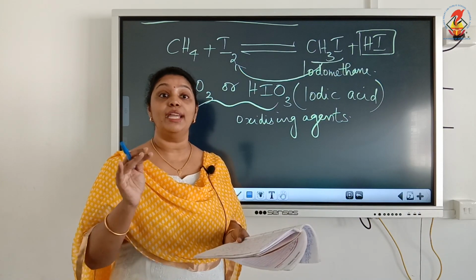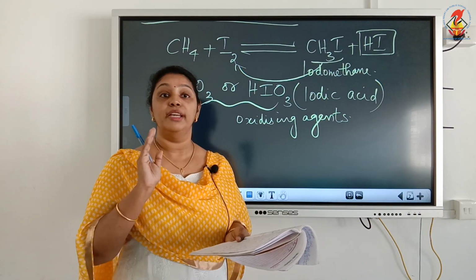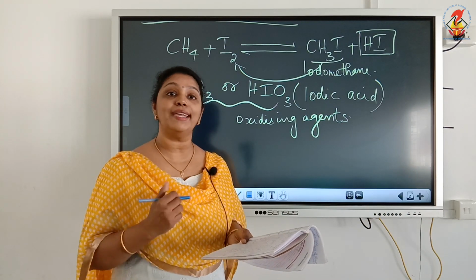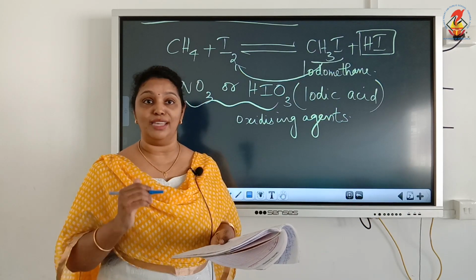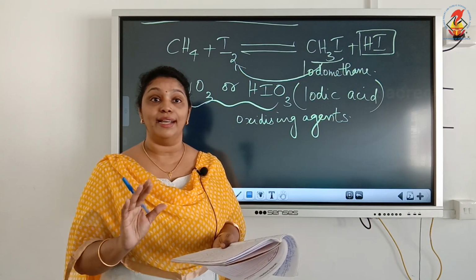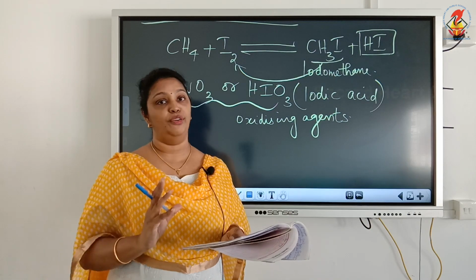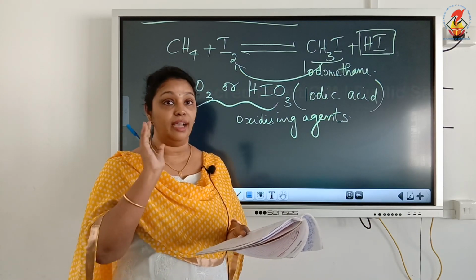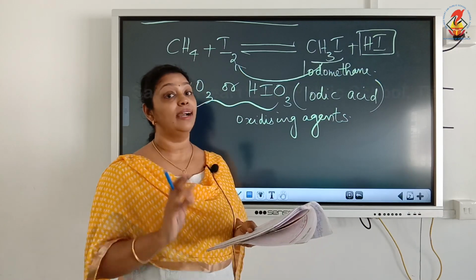We know that HI acts as a reducing agent, so a reducing agent wants to get oxidized. So if this reaction is carried out in presence of an oxidizing agent like HNO3, this HNO3 will oxidize the hydrogen iodide formed back to iodine, which means we are getting our product, that is CH3I.